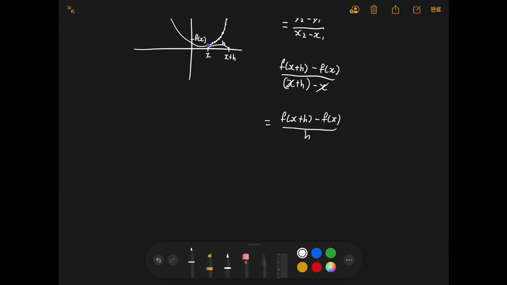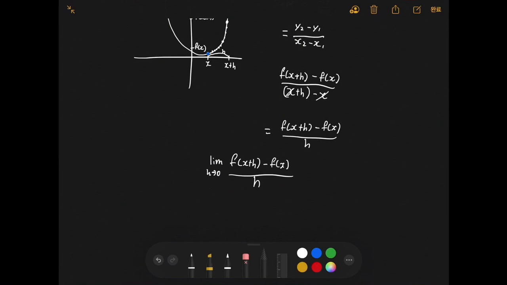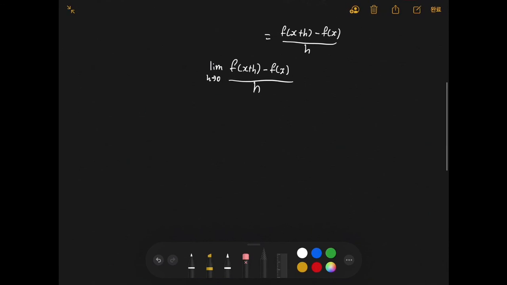So how can we write this? We can just simply put the limit as h approaches 0 of f of x plus h minus f of x over h. And this is the definition of derivative. So let's do another example.